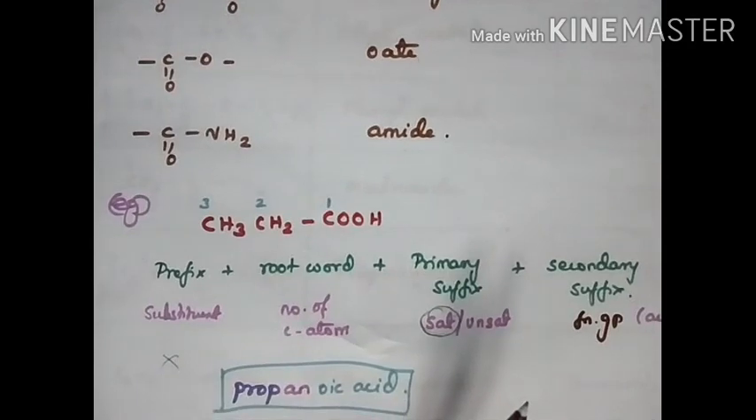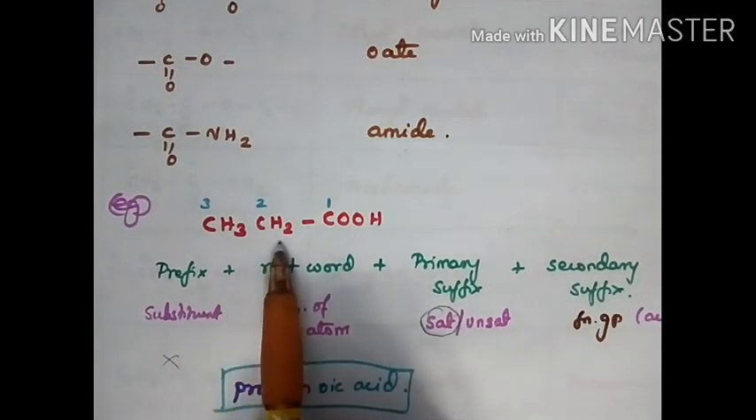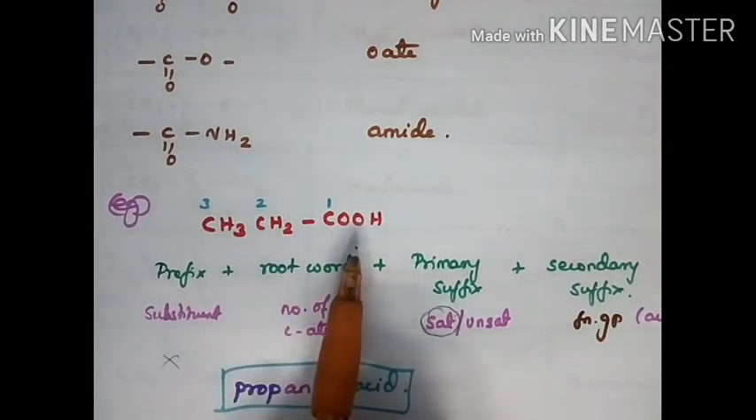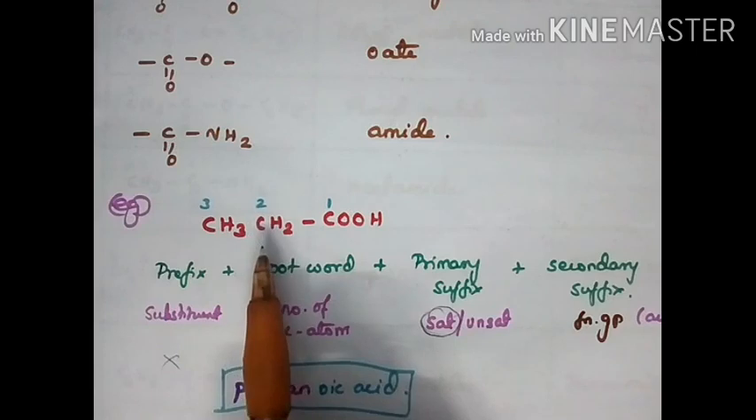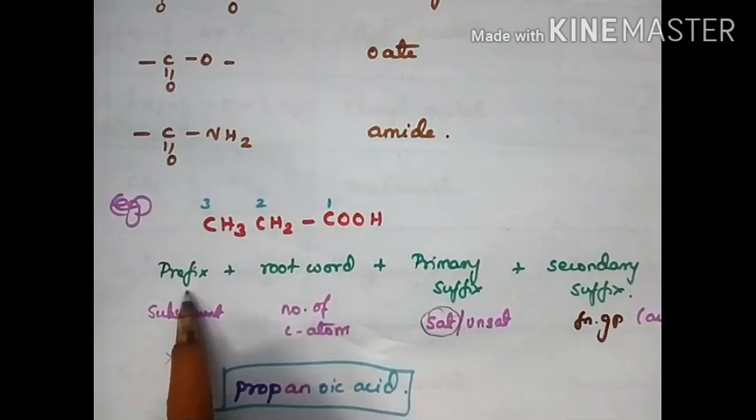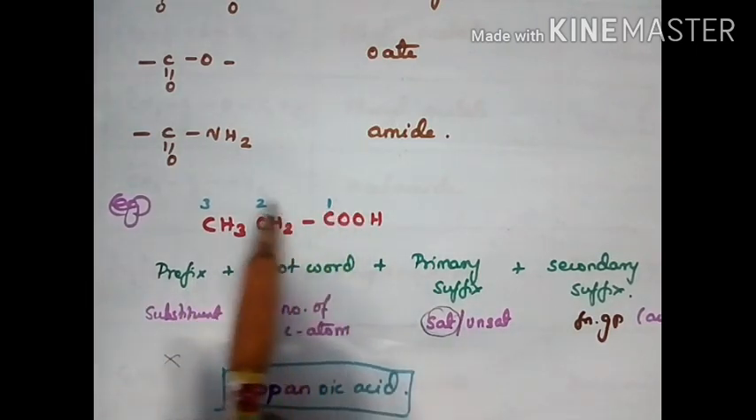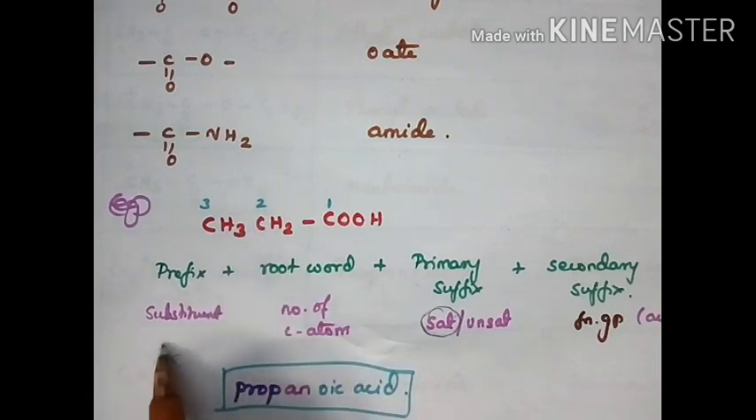IUPAC name of a simple compound, that is CH3CH2COOH. It is an acid. First you have to find the parent chain: 1, 2, 3, 3 carbon atoms. First you have to write the prefix. Find whether there is any substituent. No, so no need to write this.